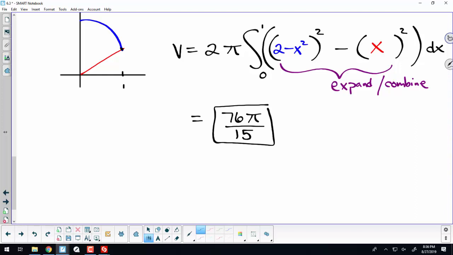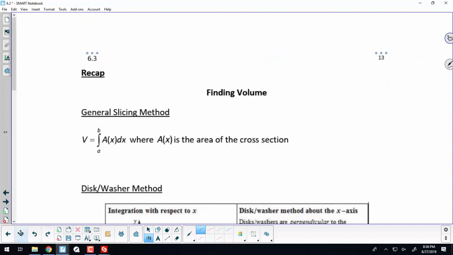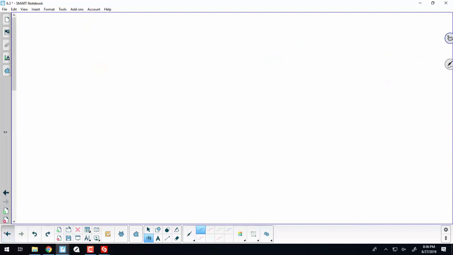Any other questions? So that's the disk/washer method. Last page is a summary. Okay, include anything else.